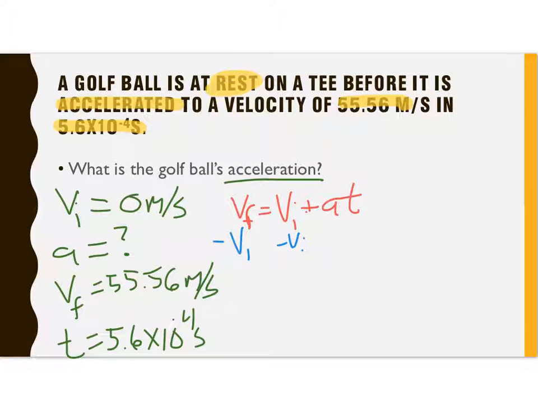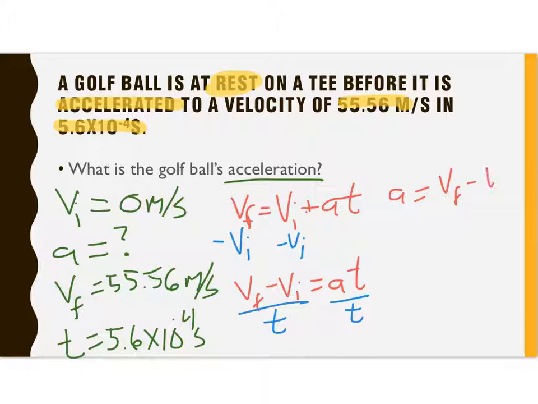So that gives me VI minus VI on both sides. And that's going to give me VF minus VI equals AT. And then, of course, I'm going to need to divide by T on both sides so that I can get my final equation of A equals VF minus VI divided by T.